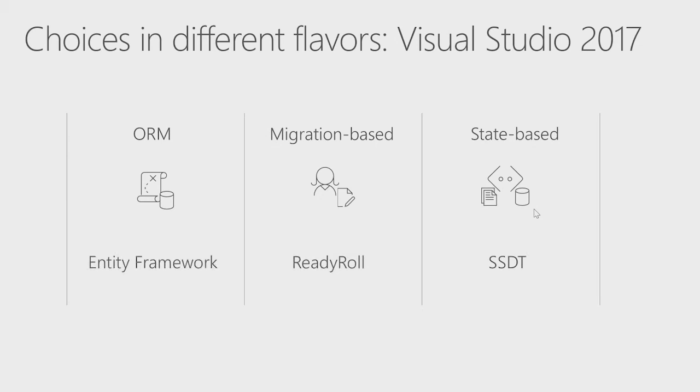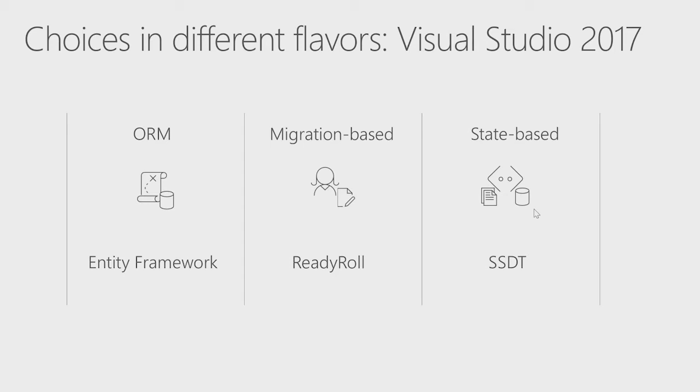In Visual Studio 2017, it's great that we have multiple choices in different flavors. One is ORM, like Entity Framework. It is very popular for application developers for its fast and simple way to bootstrap a database from application model. So it is very easy startup, which is a good choice. And you can also choose a path with migration-based database development. And the ReadyRoll database project provides fantastic support for it.